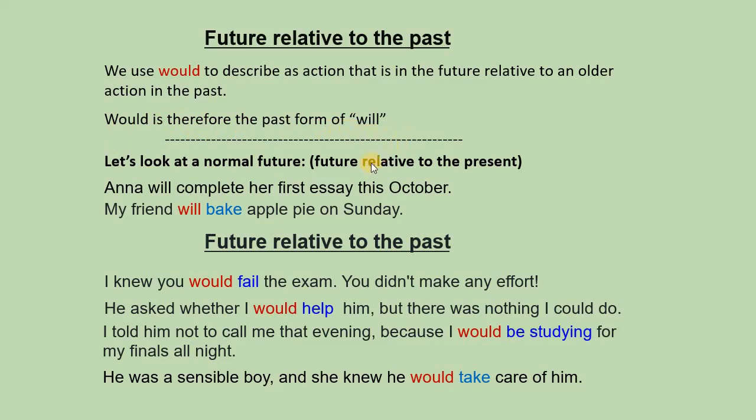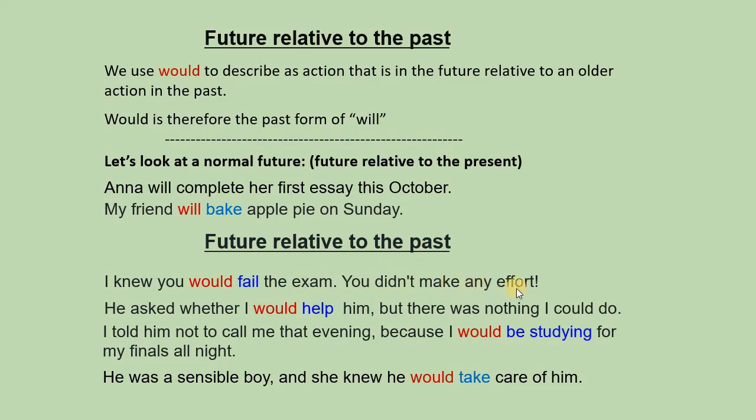Okay guys, let me give you an example. First of all, let's look at a normal future relative to the present. Example here. Anna will complete her first essay this October. My friend will bake apple pie on Sunday. Next, future relative to the past. I knew you would fail the exam.